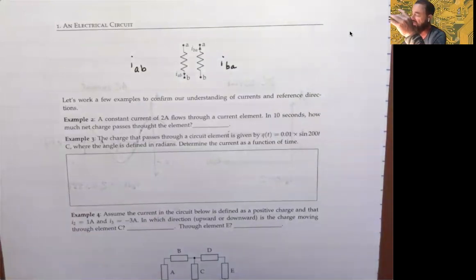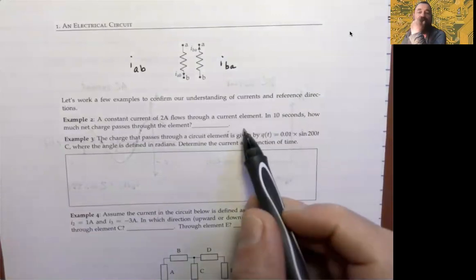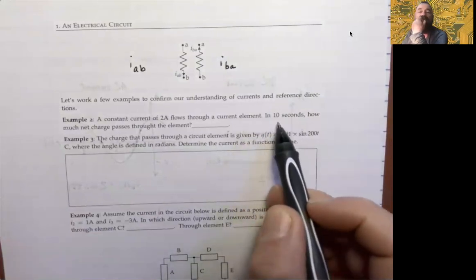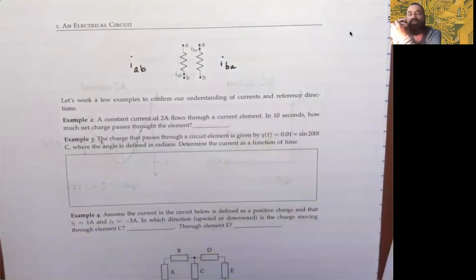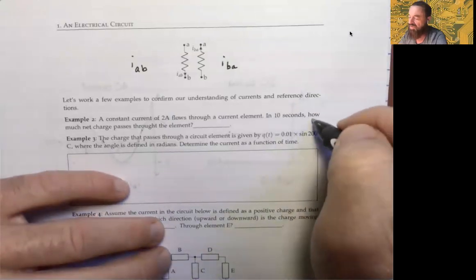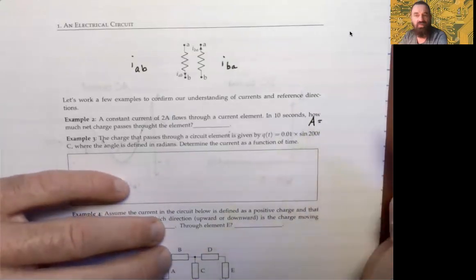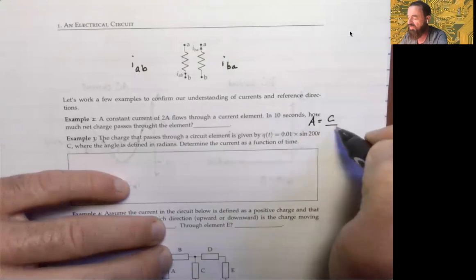just to make sure we have the understanding we need here. Let's just look at a simple example or two. First of all, if you had a constant current of 2 amps flowing through a circuit element, and in 10 seconds, how much net charge would pass through it? All we're doing here is just making sure we understand that, of course, current is a rate. It is always coulombs per second.